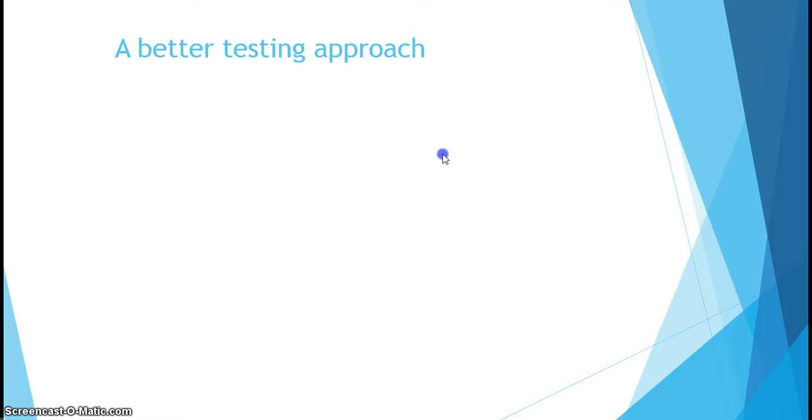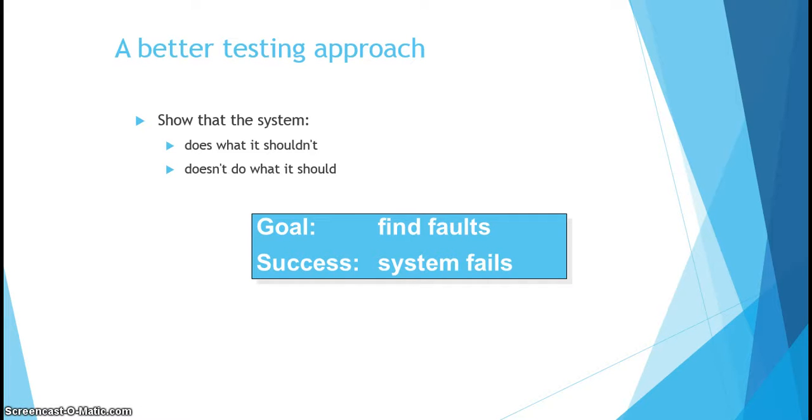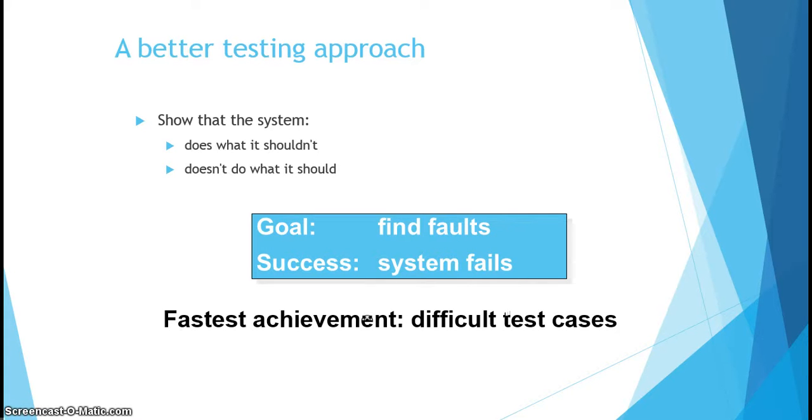The better testing approach would be obviously to show what it shouldn't be doing, and also show that it doesn't do what it should. So, your goal is find faults and thereafter system fails. Since you are trying to find faults, that is your objective. The test cases are more difficult to create, but however, you will be having a better system in the end result.